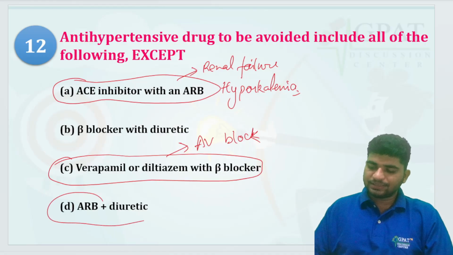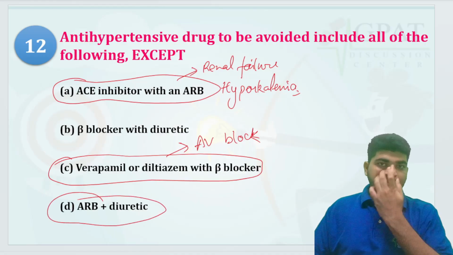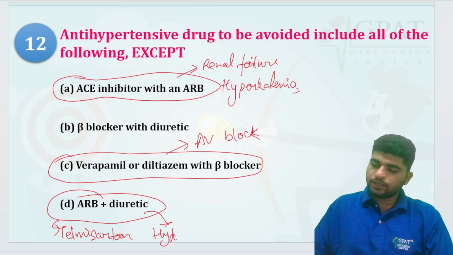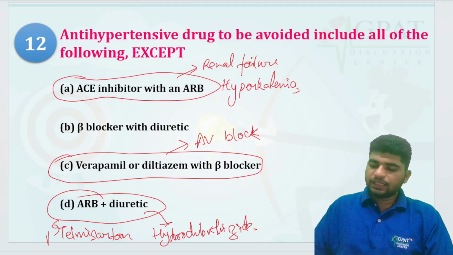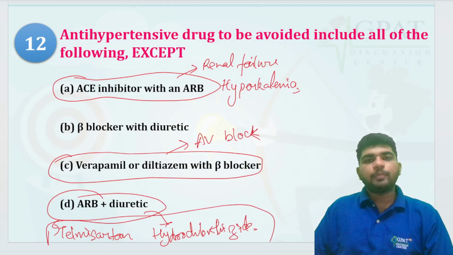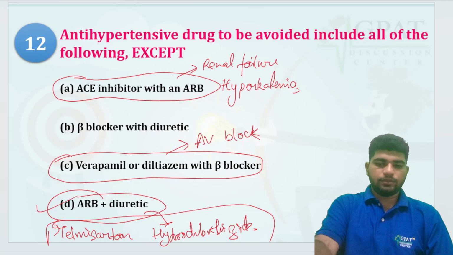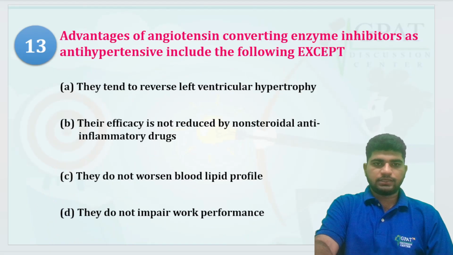ARB plus diuretic, yes, this is a very common combination. For example, telmisartan plus hydrochlorothiazide. This combination of drugs is generally marketed right now and is very common for BP patients. Okay, so the right answer will be ARB plus diuretic. Okay, ARB plus diuretic. Nice.